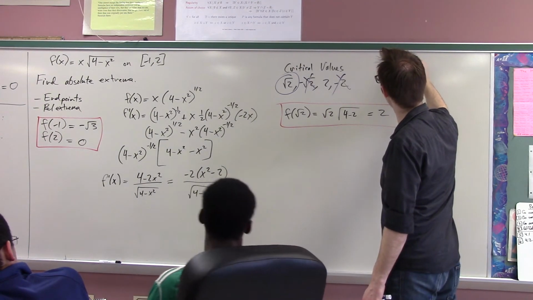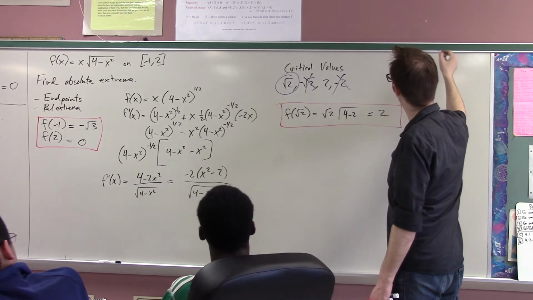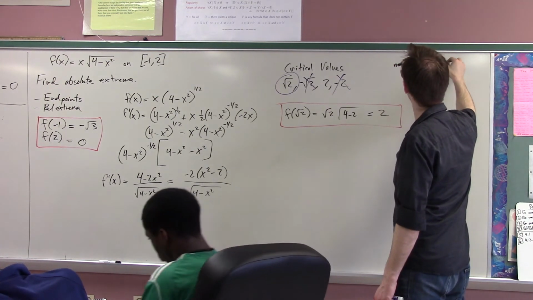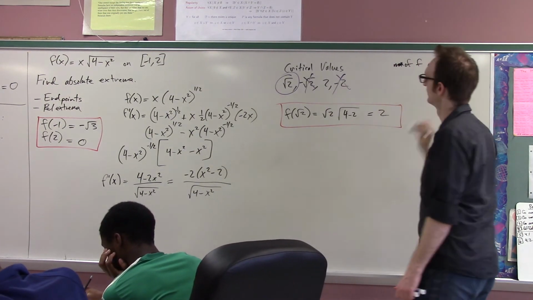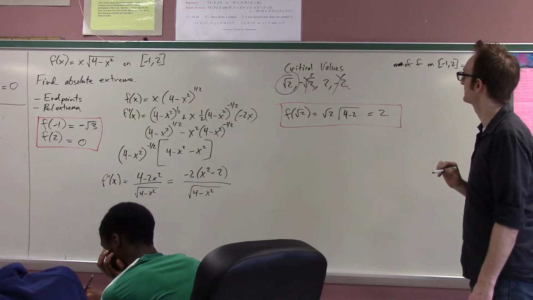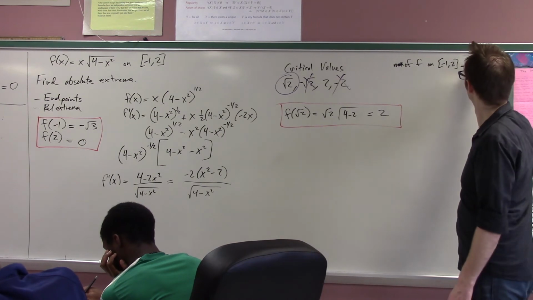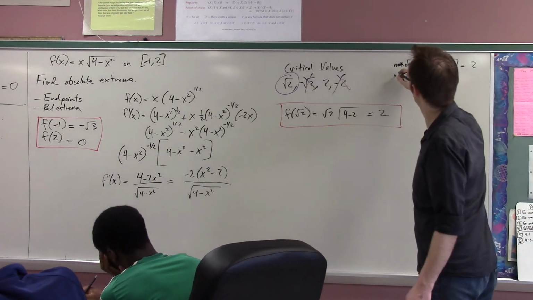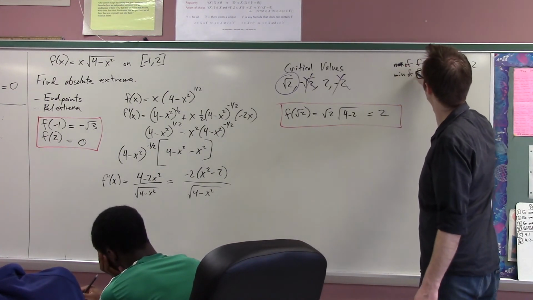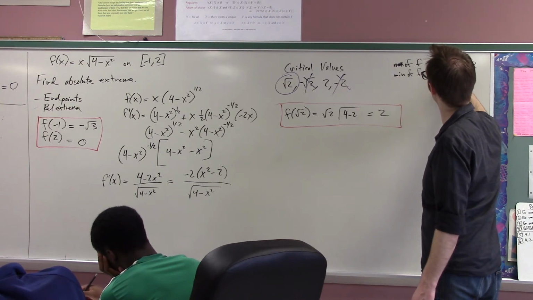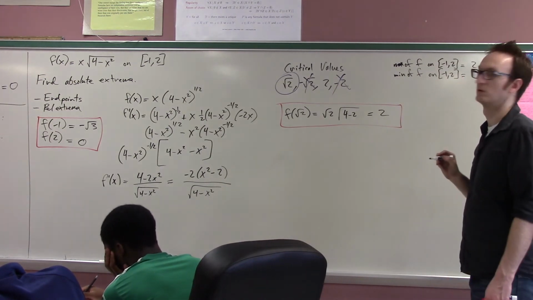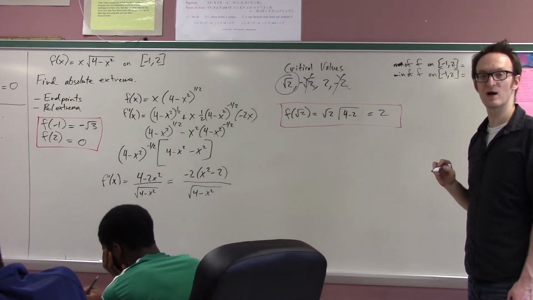What is the max of f on the interval -2, 2? Max is 2. And what is the min of f on the interval -2, 2? The smallest y value.